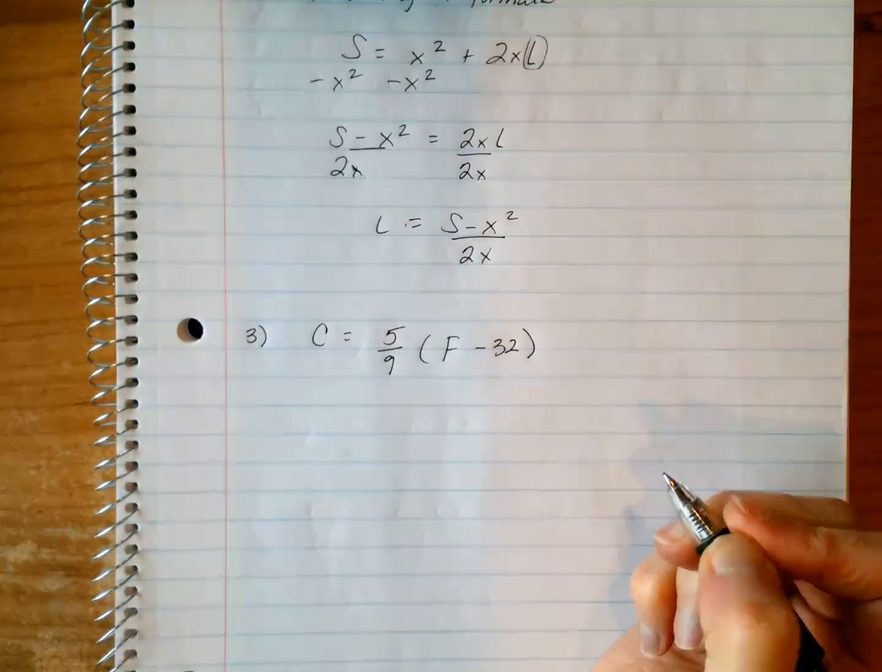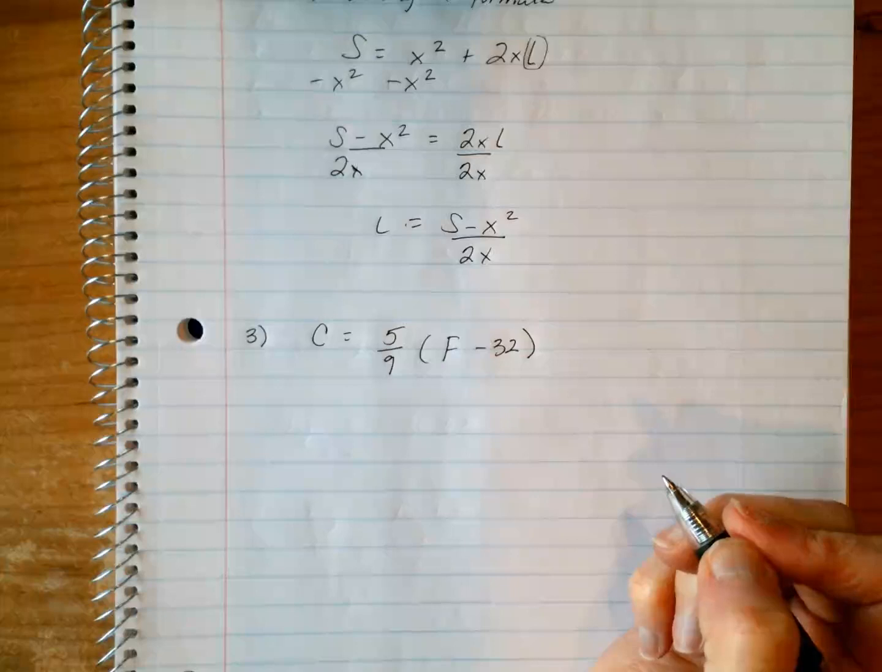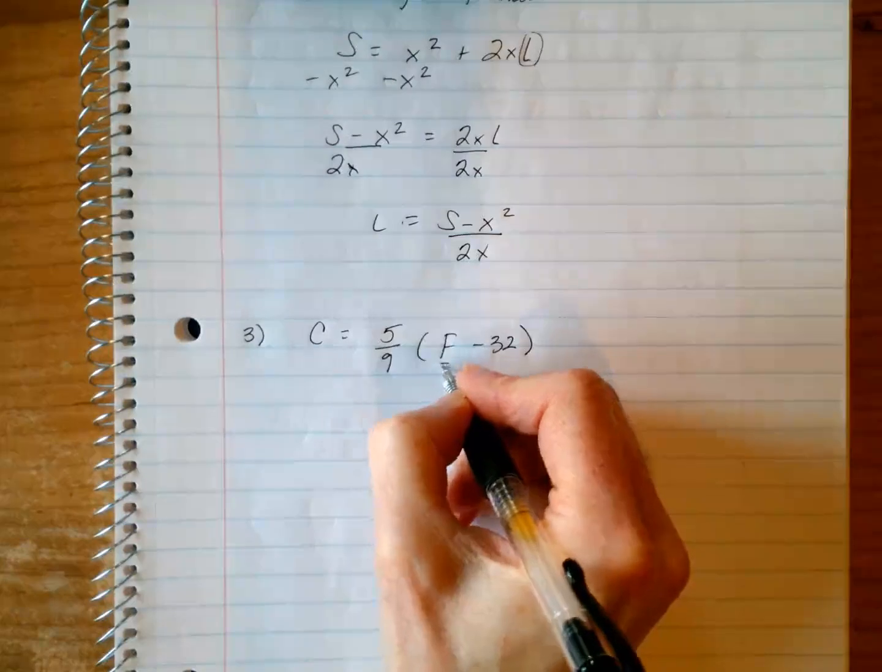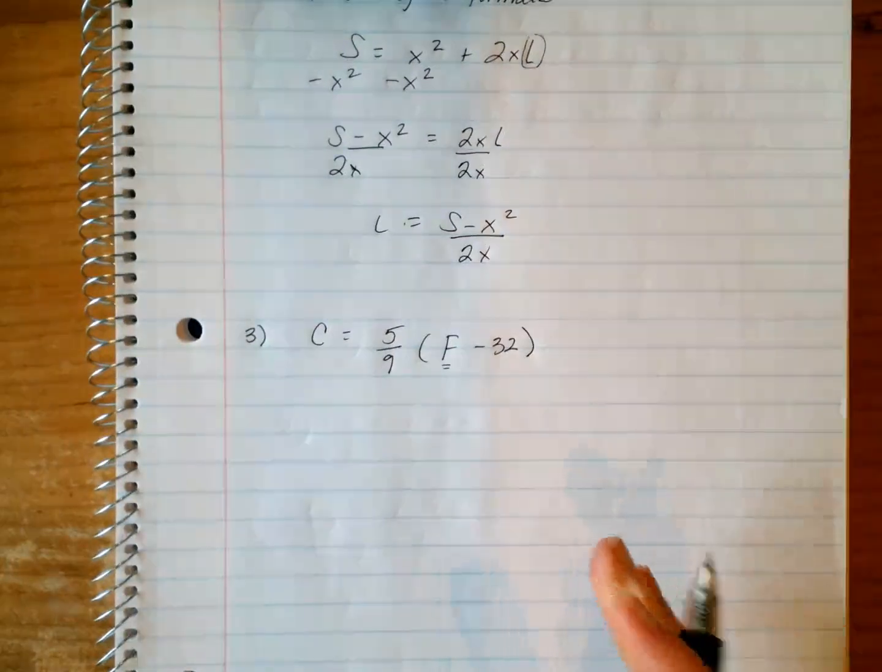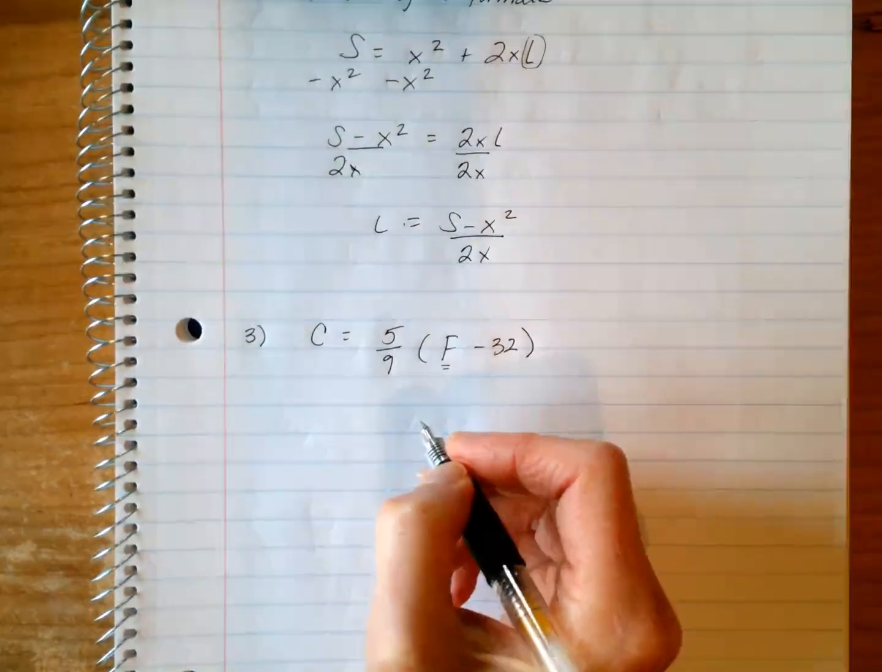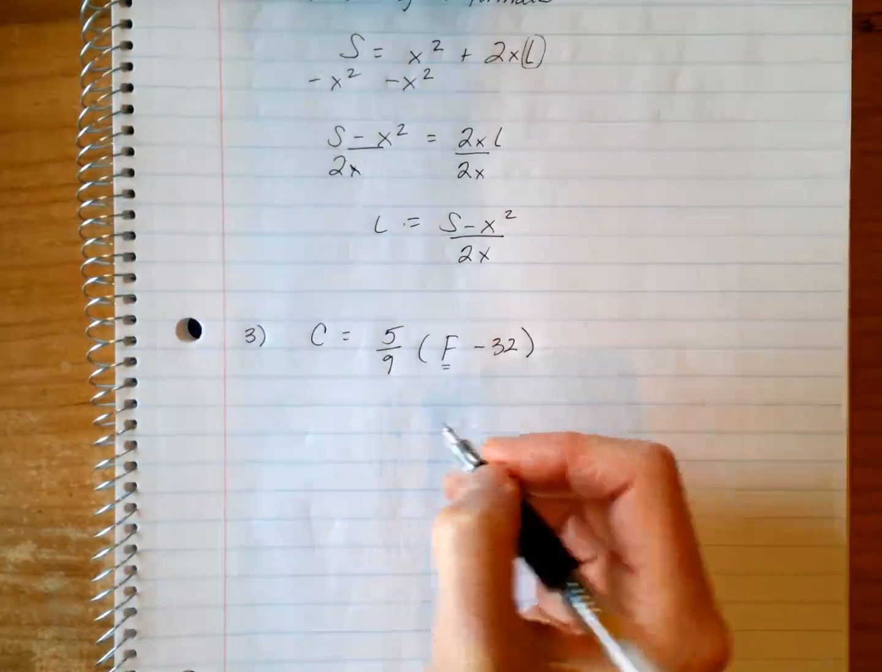So the question becomes, all right, well, what if I want to rewrite that formula so I have Fahrenheit? What would Fahrenheit be equivalent to? And so in this case, we want to isolate for F. So now it becomes a formula where F is equivalent to an equation. And so I need to start undoing all of this math.